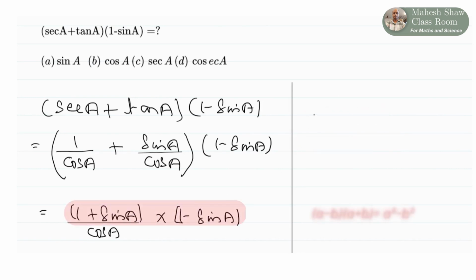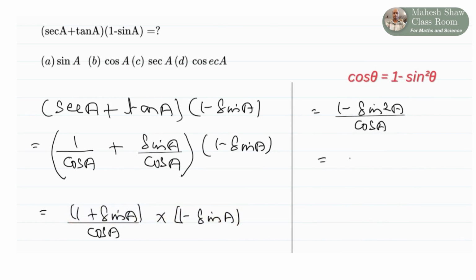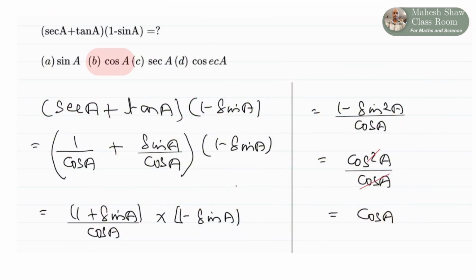Now what is 1 plus sin into 1 minus sin? That is 1 minus sin square A, that divided by cos A. So we know that 1 minus sin square A is cos square A, that whole divided by cos A. So here one cos gets cancelled, that results to give cos A. Therefore option B is correct.